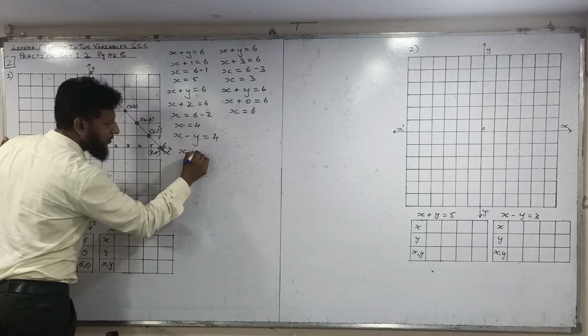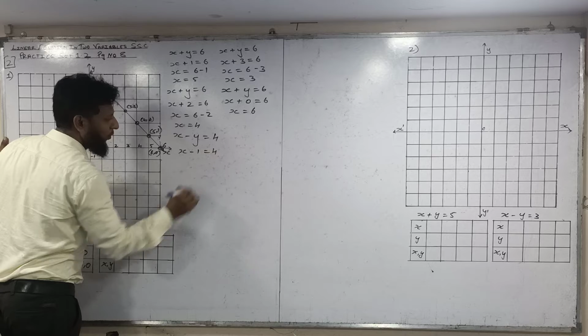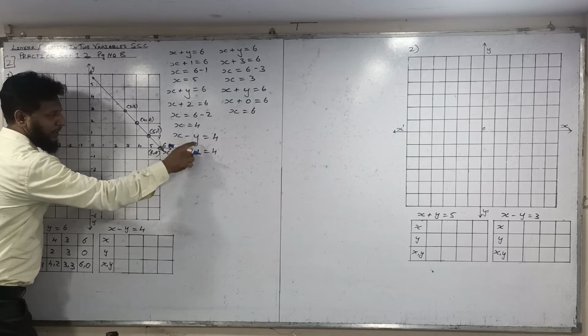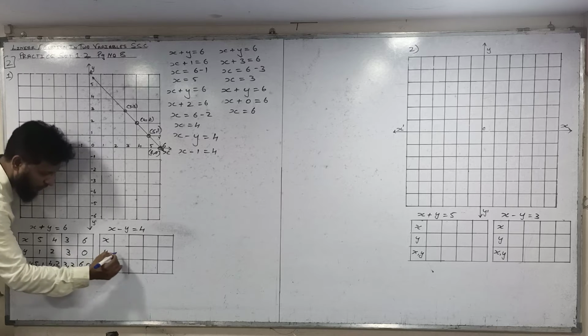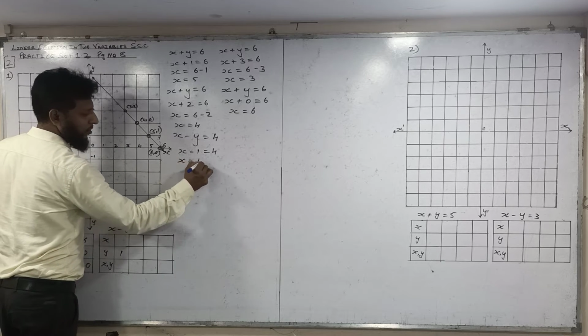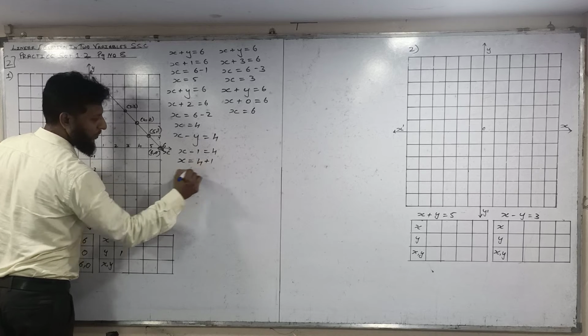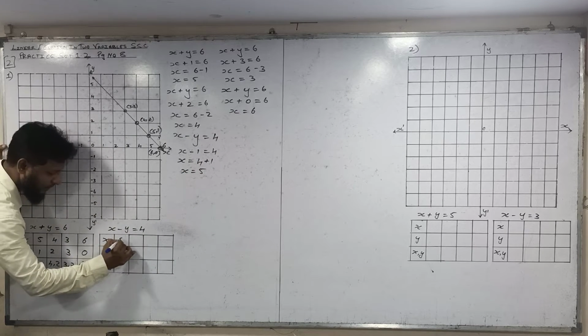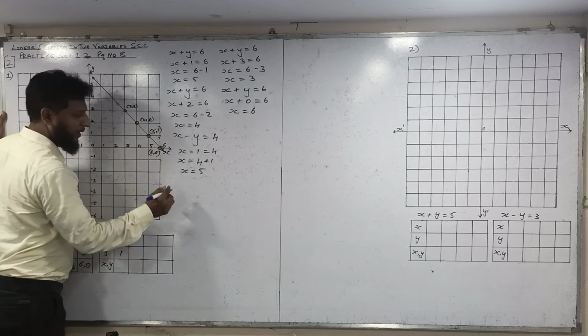So y is 1, x minus 1 is equal to 4. This sign is of equation, and y value is 1. So y value 1, x is what? Minus 1 will go there, plus 1, x is equal to 5. So I get x value 5. It is more convenient to take y.